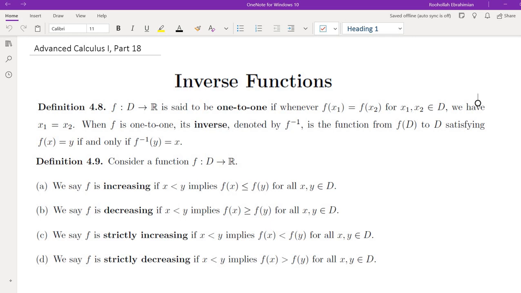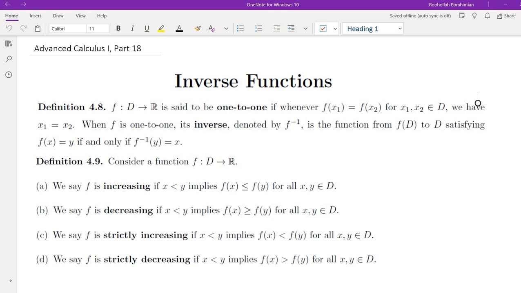Hello, in this video we're going to talk about inverse functions and continuity of inverse functions. There are some very interesting theorems that we're going to prove, and this allows us to create more continuous functions. First, a couple of definitions.